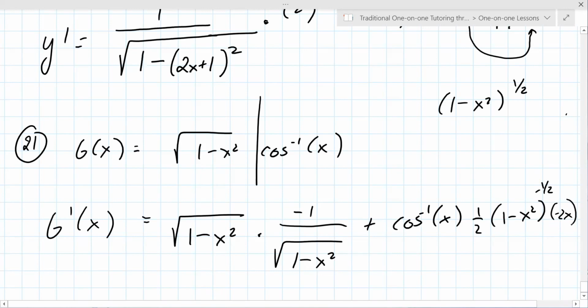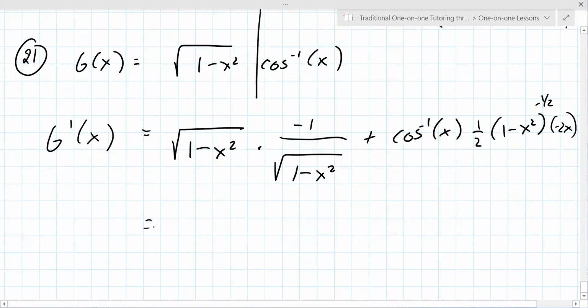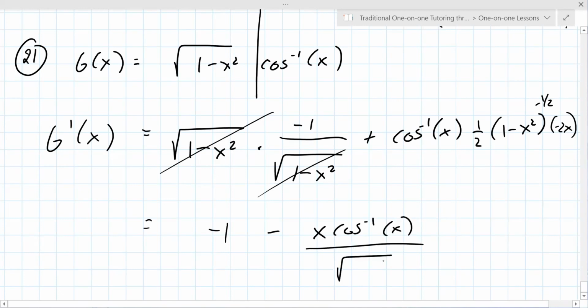And then I'll just say briefly here, a lot of things cancel. That cancels with that, so you get minus 1. This 1/2 cancels with that. And this goes on the bottom. So you end up getting minus x cosine inverse x over the square root of 1 minus x squared when you simplify. Okay. All right.